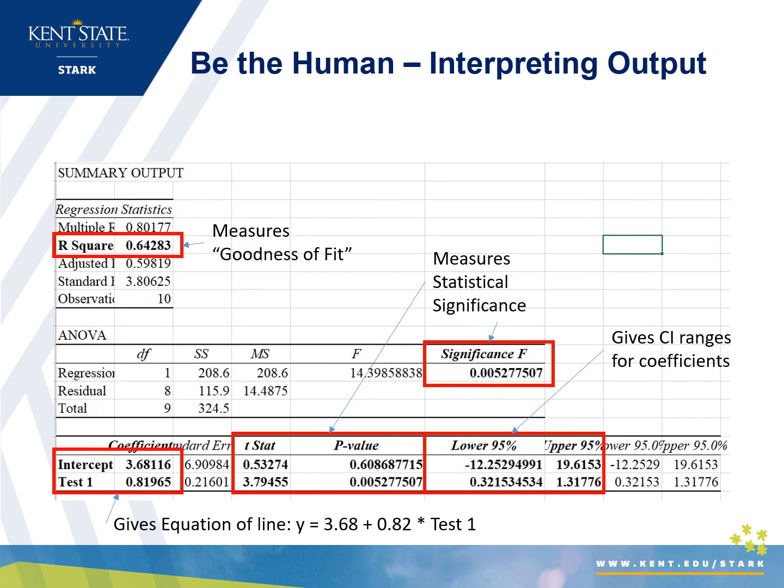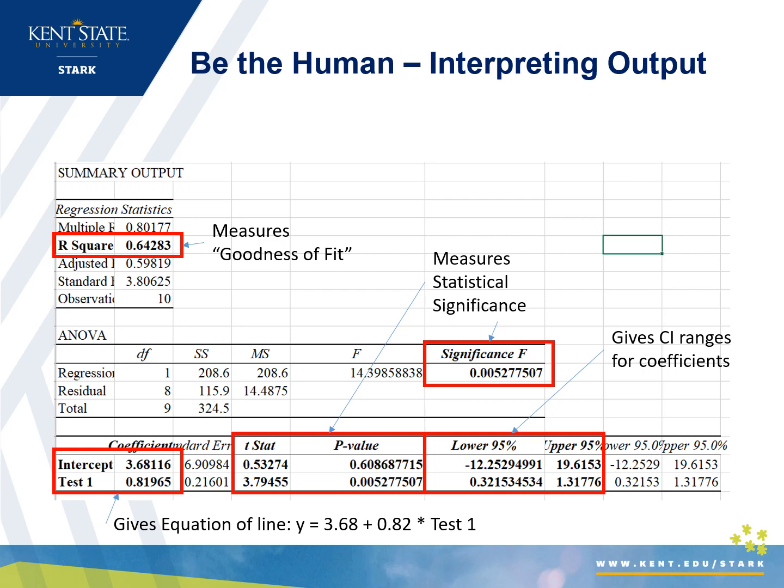You'll end up with output that looks like this. Let me give some highlights first, then I'll go into more detail on a couple of these. First, the R-squared value. This measures the goodness of fit of the model. I'll go into more detail on this on the next slide, but for now, just know that the closer to 1, the better.